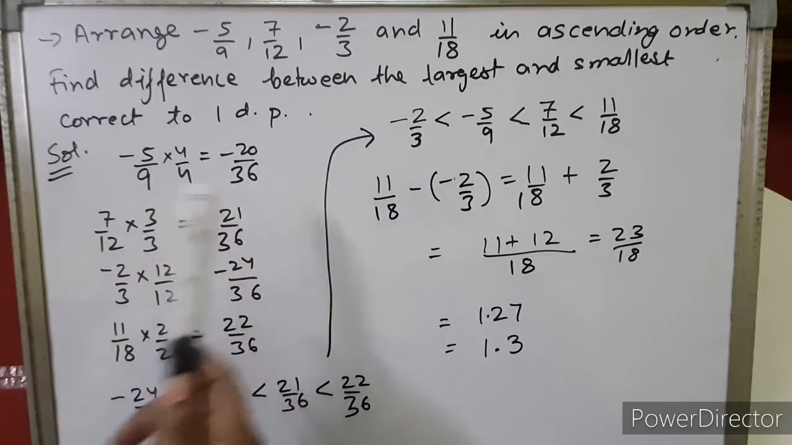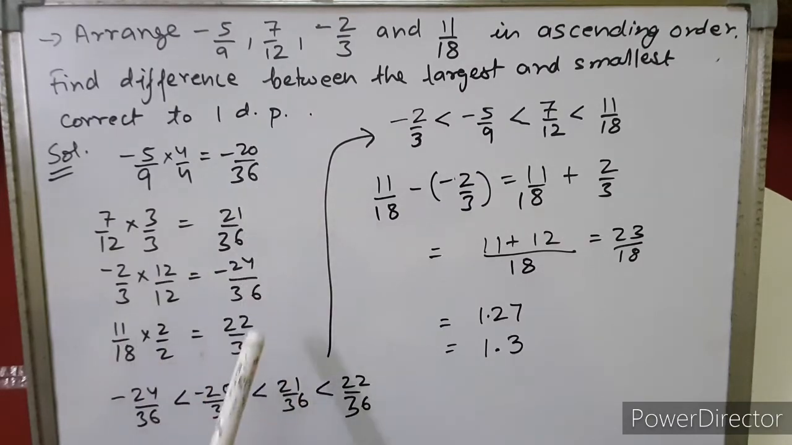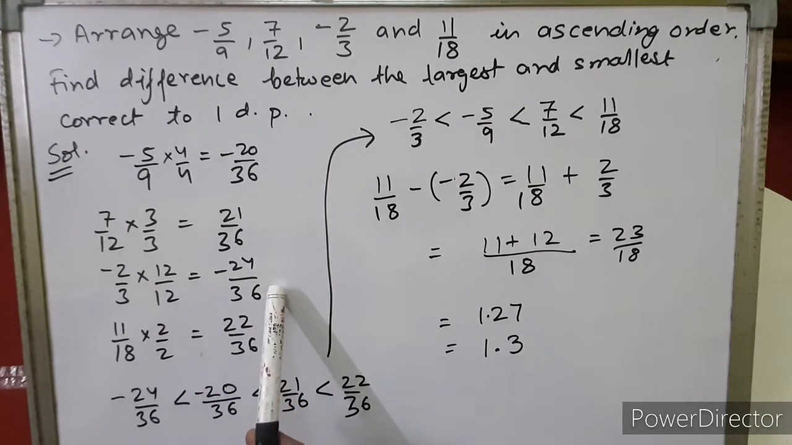So it will become -20/36. This 12 we can convert to 36. Similarly, we have converted all the fractions' denominators into 36. And when we arrange these numbers, the denominators have become the same, so we can arrange these numbers according to their numerators. So -24/36 is the smallest. Then -20/36, then 21/36 and 22/36.